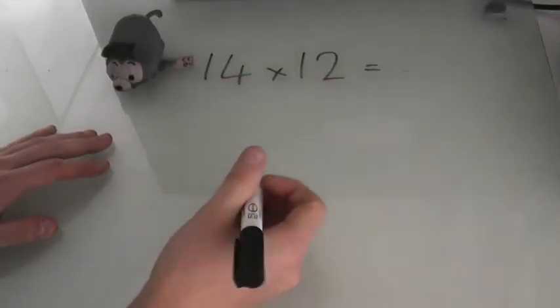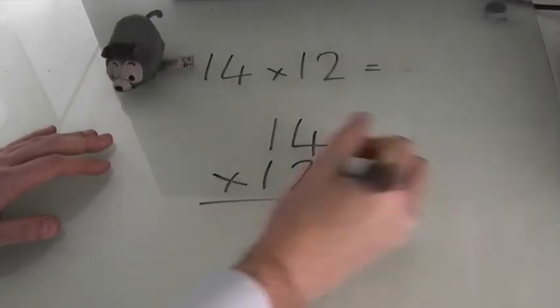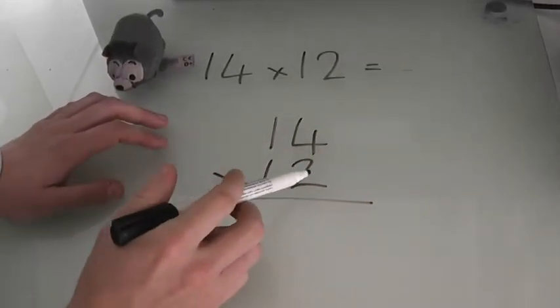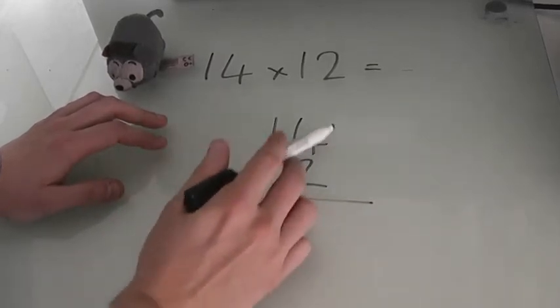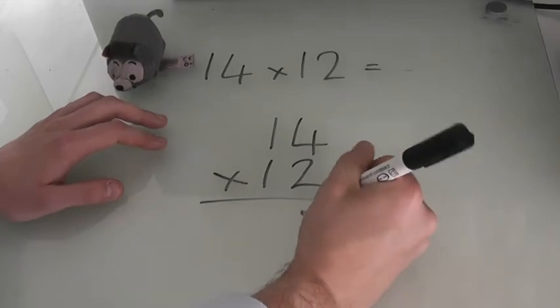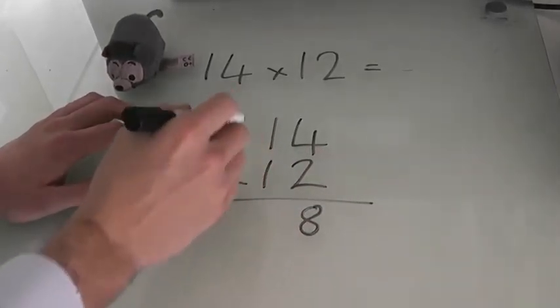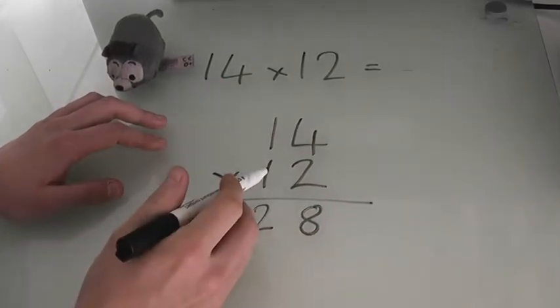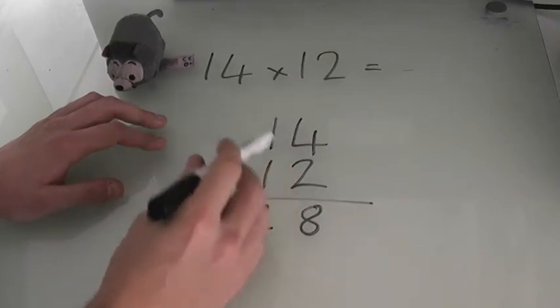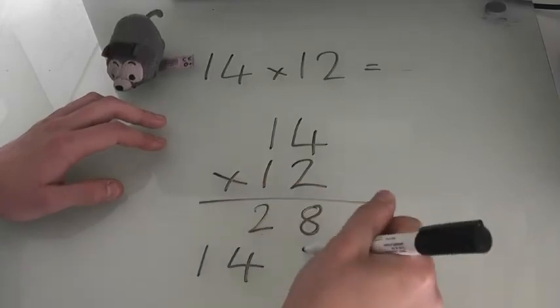Okay, so we've got 14 times by 12. We've got a 2-digit times by 2-digit. Write them out exactly the same, lining everything up. First of all we're going to do 2 times this whole number, then we're going to do 10 times this whole number. So 4 times 2 is 8. Then 2 times 1, 2 times 10 is 20. Put our 2 there. We're now going to do the 10 times 14, which will give us 140.